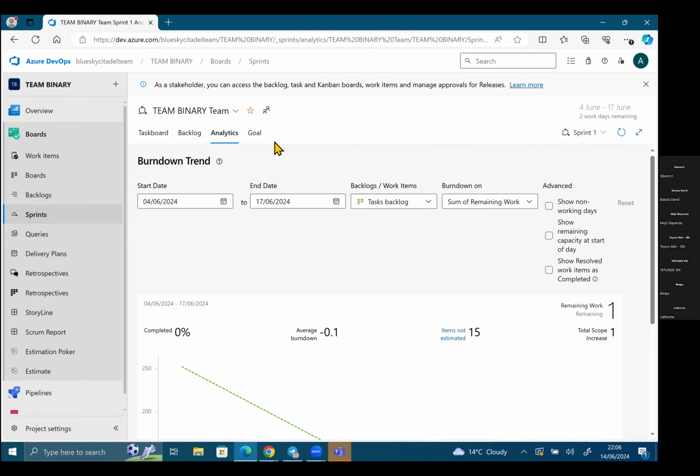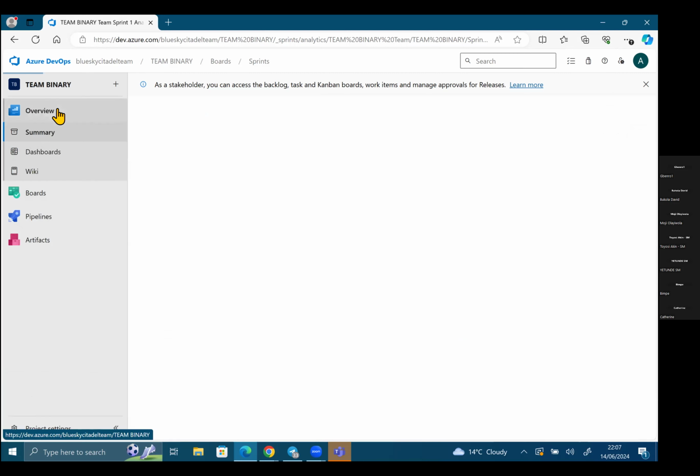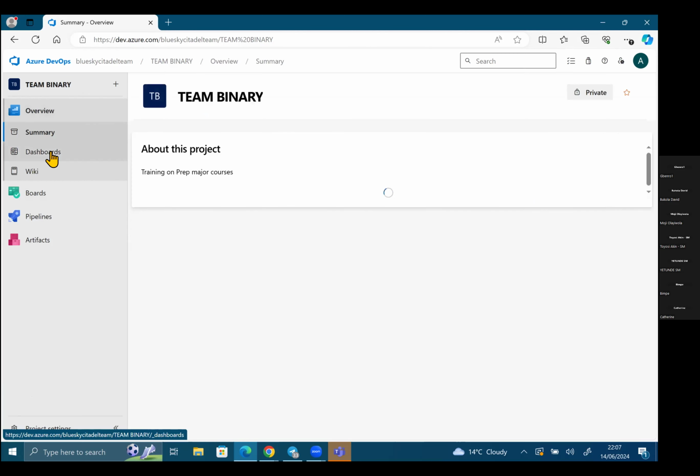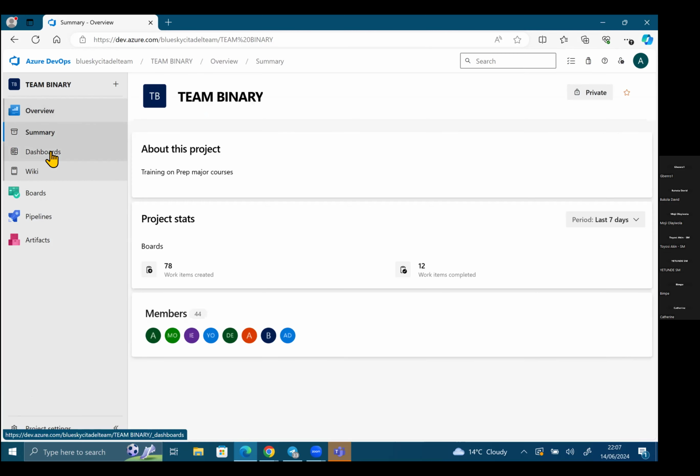Let's go to your dashboard. So overview, where you have overview, and then go to dashboard. To get to your dashboard, you have to go to overview first and click on dashboard. Okay.